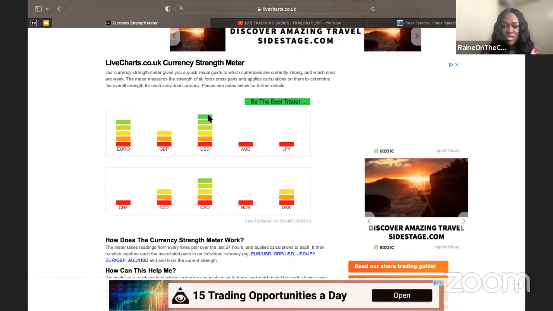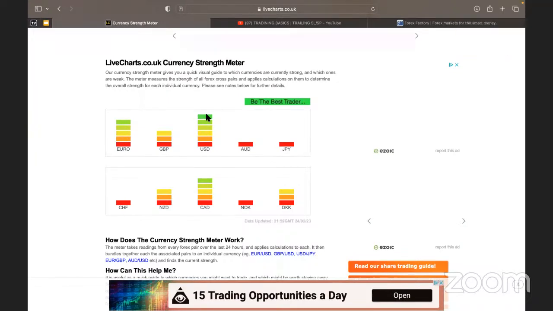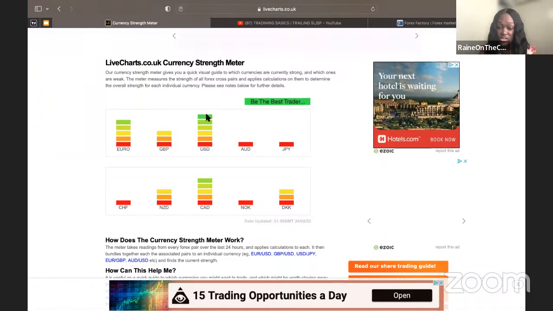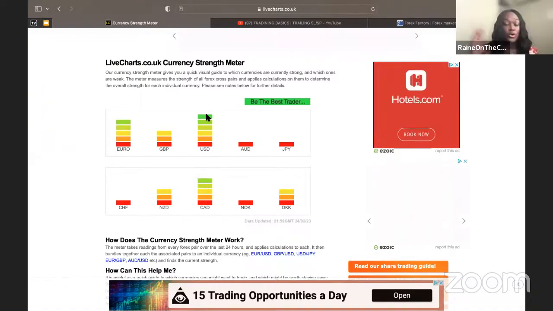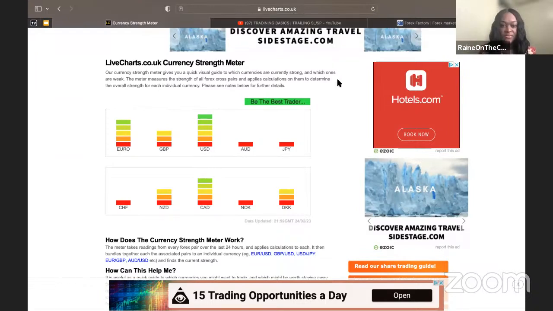So right now we see the US dollar is looking mighty powerful, right? So I'm always looking for a weak one with a strong one. And so when the base or the first currency is stronger than the quote or the second currency, I'm looking for buys, right? So when one is stronger than 2, I'm looking for buys.